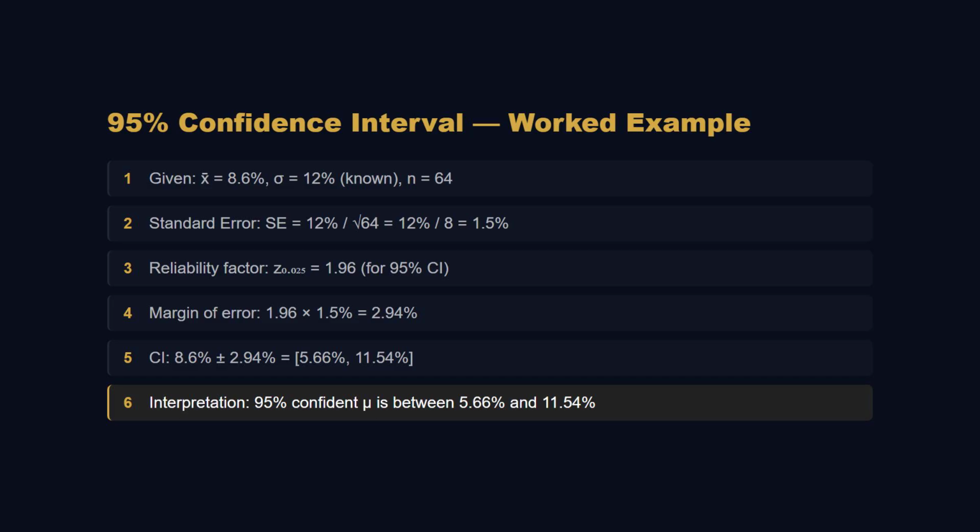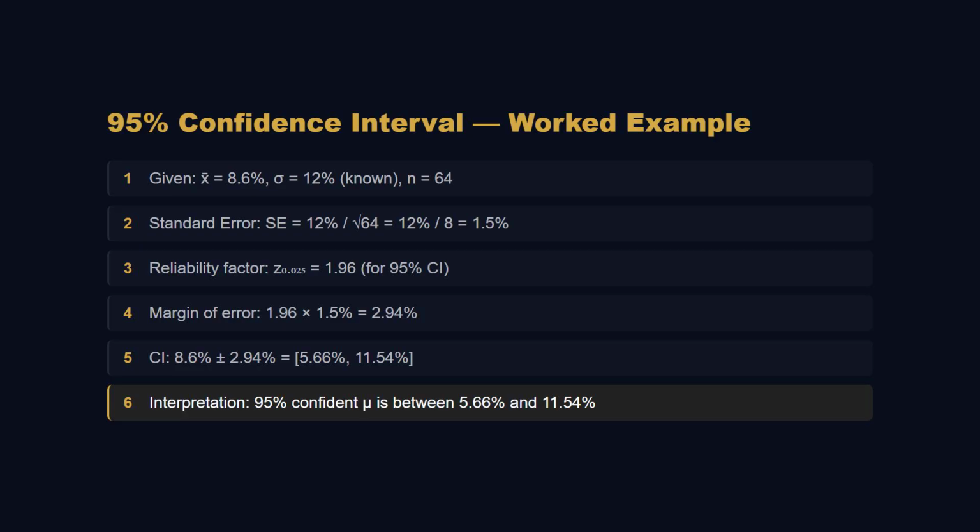Step 2. Calculate the standard error. Sigma over root n equals 12 divided by the square root of 64. Square root of 64 is 8. 12 divided by 8 equals 1.5%. Step 3. Find the reliability factor. For 95% confidence with the z-distribution, z equals 1.96. Step 4. Calculate the margin of error. 1.96 times 1.5 equals 2.94%.